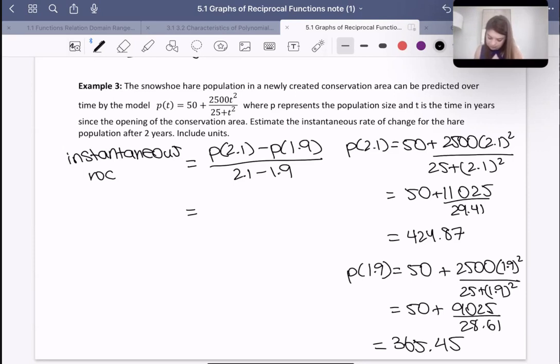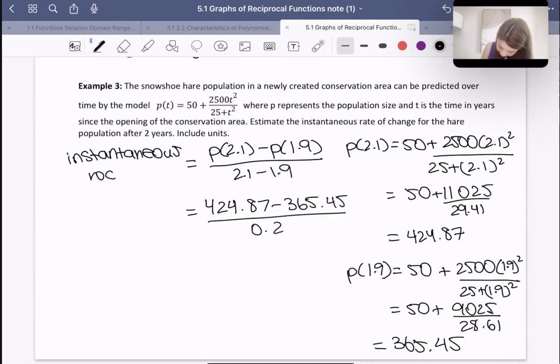Okay, so now let's plug those numbers in finally. Back to our original question: 424.87 minus 365.45 over 0.2. So that's 424.87 minus 365.45 divided by 0.2, which is 297.1. So therefore, the rate of change is increasing by 297 hairs per year after 2 years.